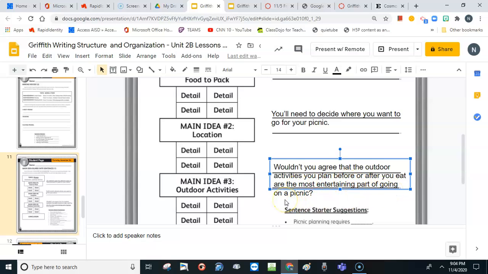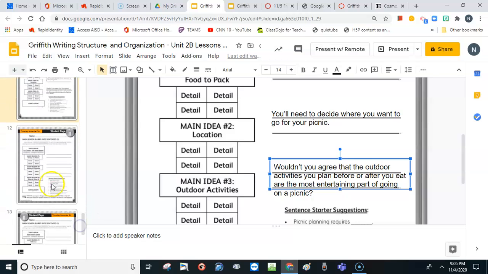Of going on a picnic? And I asked a question, and now the reader wants to agree or disagree and already think about what are some of the outdoor activities, and then I'm going to share that in the sentence. So we're just working on main idea today, and we're using sentence starters that are down here. So you could have written your own sentences here, or you could have done it with me and copied mine.